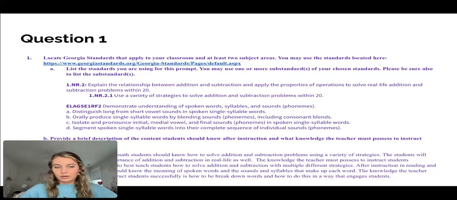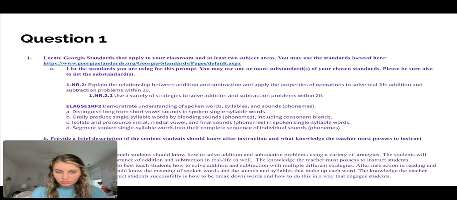And then it wanted us to provide a brief description of the content students should know after instruction and what teachers must know before they can instruct students successfully. So after instruction in math, students should know how to solve addition and subtraction problems using a variety of strategies. The students will understand the importance of addition and subtraction in real life as well. The knowledge a teacher must possess to instruct the students successfully is how to best teach students how to solve addition and subtraction by using different strategies, so having those different strategies ready for them.